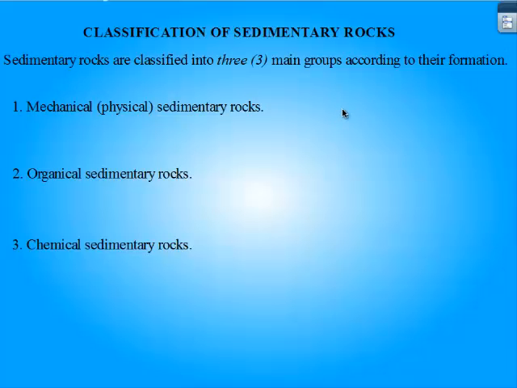Let us look at the classification of sedimentary rocks. Sedimentary rocks are classified into three main groups according to their formation. One, we have mechanical or physical sedimentary rocks. Two, we have organic sedimentary rocks. And finally, we have chemical sedimentary rocks.